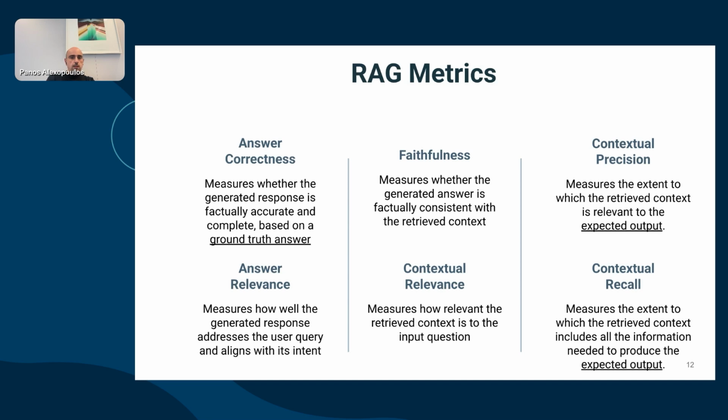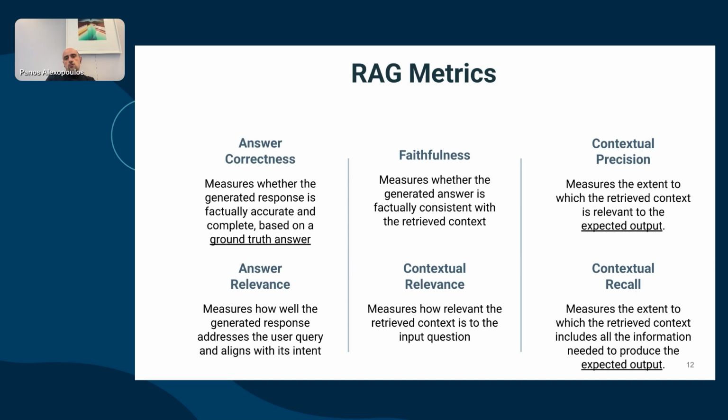Because it can be that the answer that we get is contradictory to the context that we got, or it's neutral, or that it is entailed. A fourth metric is contextual relevance. This one measures how relevant the retrieved context is to the input question.